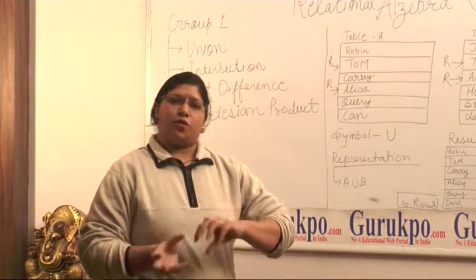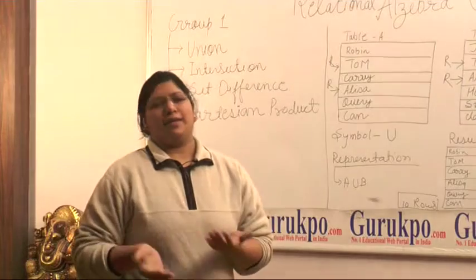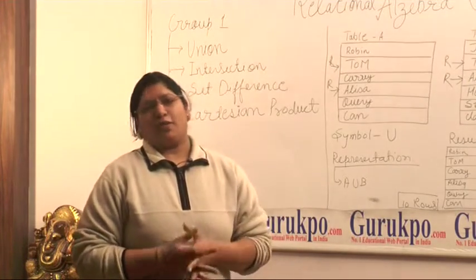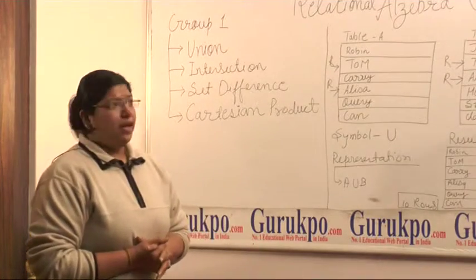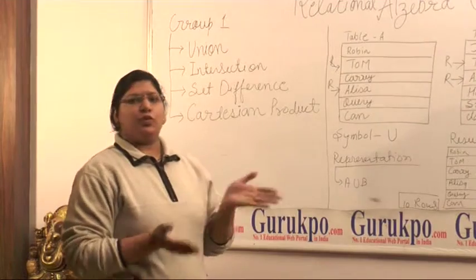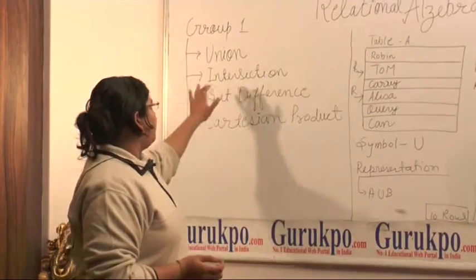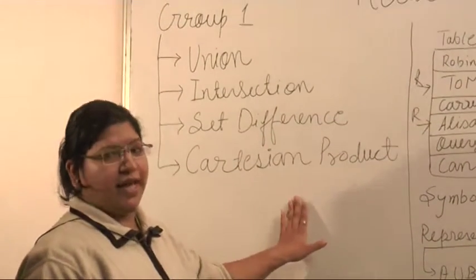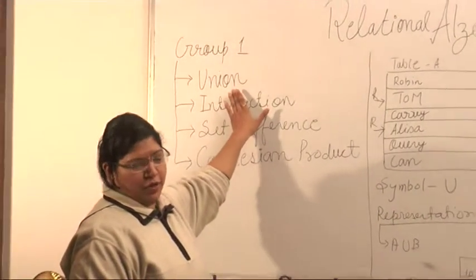So when we store our data into relations, or I can say tables, we need to manipulate the data sometimes, no? So we need such operators or a set of operators to manipulate the data. We can divide the operators into two groups. Here in this video we will discuss the first group only. We have union, second is intersection, then we have set difference, and then Cartesian product. So here briefly we will discuss the union operator.